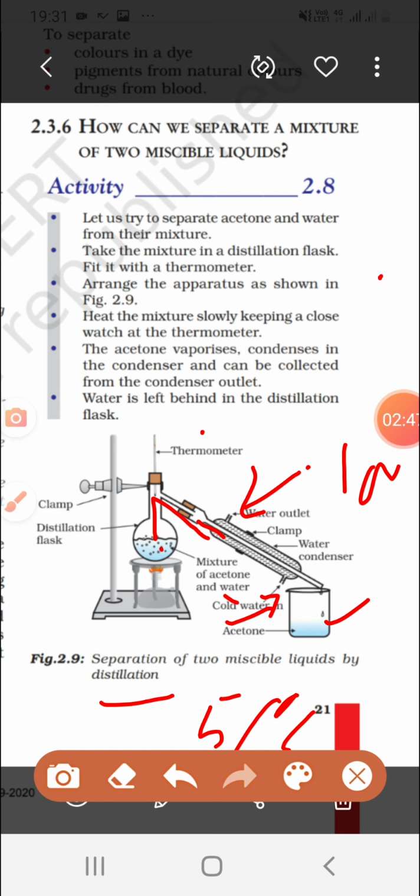Here we will collect, and the liquid which we collect here is the acetone, and afterwards the liquid which remains inside the distillation flask is the water. So in this way, by the process of distillation, we can separate a mixture of two miscible liquids.